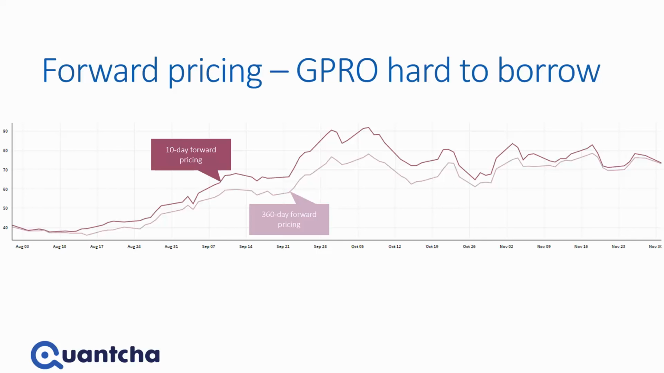And actually, just to bring this back into focus, I should have mentioned this is the 2014 chart. This is not for 2015. So it was August to November 2014 when there was a significant amount of GoPro hard to borrow and short pressure.